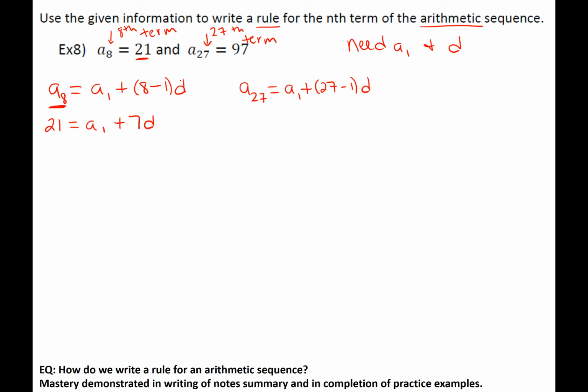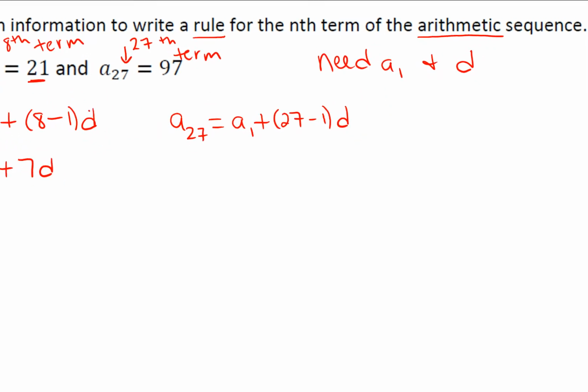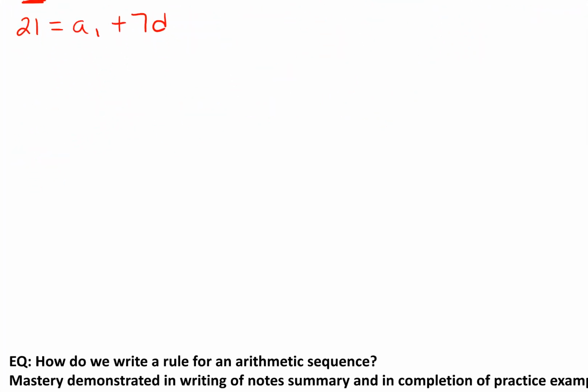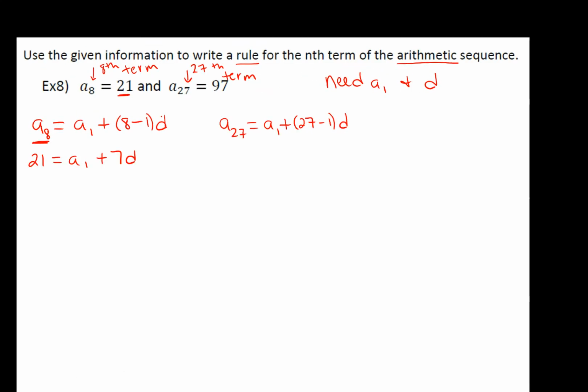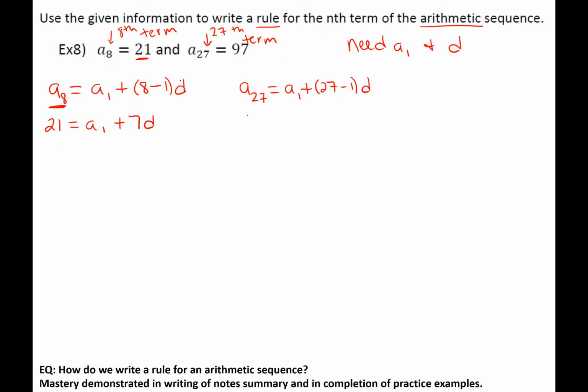Over on the second equation, same basic idea. Okay. I know that a sub 27 is 97. So I'm going to replace. So I'm going to do 97 equals a sub 1 plus 26d.